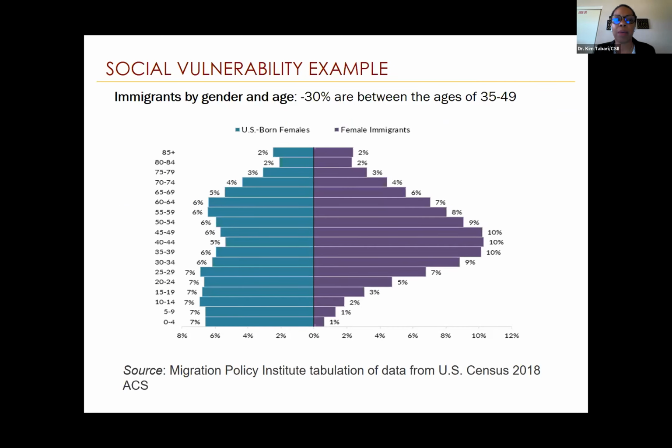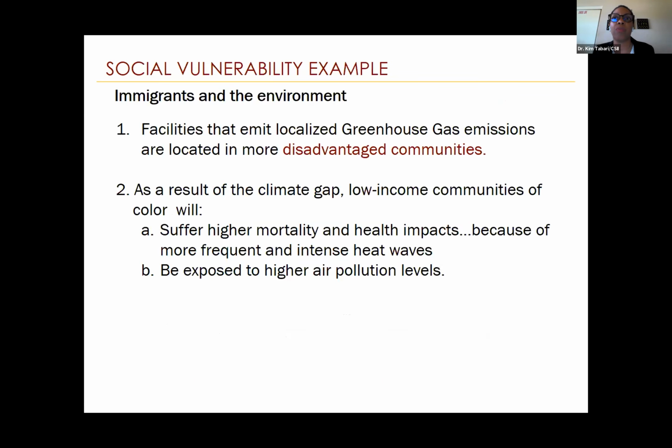Giving you an example of immigrants by gender and age, we can see that 30% are women between the ages of 35 and 49 years old. So how might this consideration change or enhance your work? If we look at another example of immigrants in the environment, climate gap research conducted in California showed that the greenhouse gas emission facilities are located in disadvantaged communities where many of our immigrant families live. They also suffer high mortality rates and are exposed to higher air pollution levels.